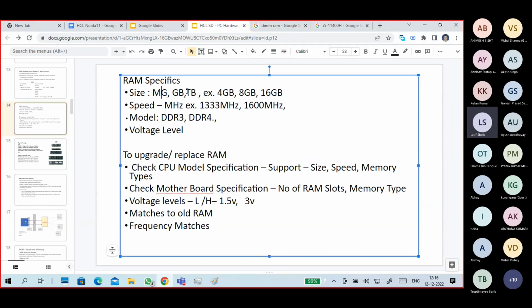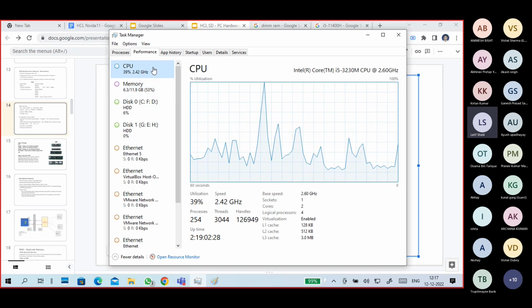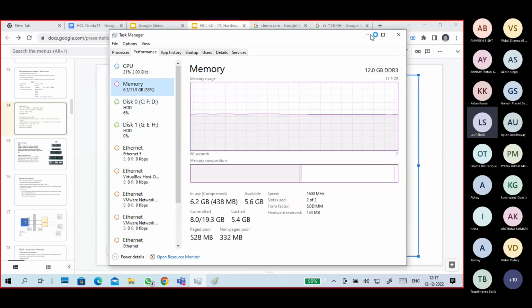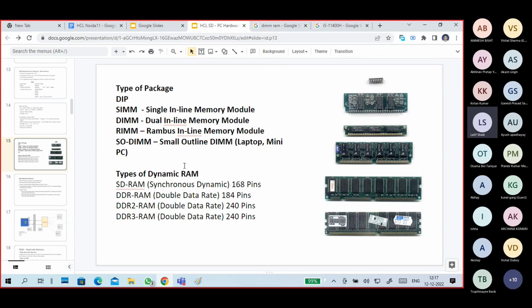If you take a RAM, we check the RAM sizes, right, in GBs and MBs: 2 GB RAM, 3 GB RAM, 4 GB RAM, and the speed of the RAM is also there. Like you can see, my RAM is 12 GB DDR3, and it is 1600 megahertz. This clock speed must be compatible with the CPU front side bus. The number of RAMs, number of CPUs and model are decided by the CPU and motherboard. For example, if my motherboard supports DDR4 but I want to put a DDR3, I can't do it. So that's why it is compulsory to check compatibility.